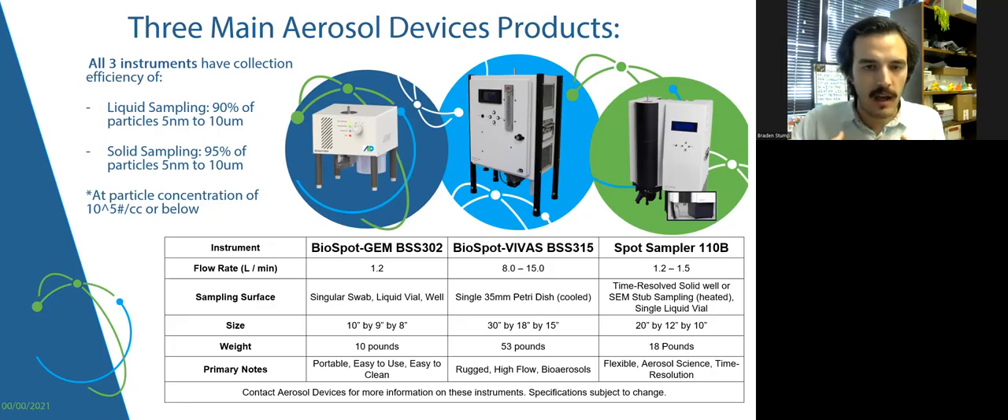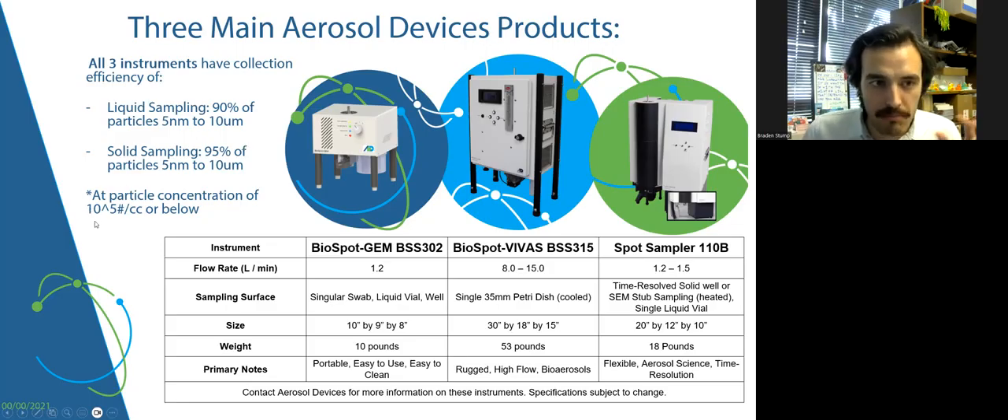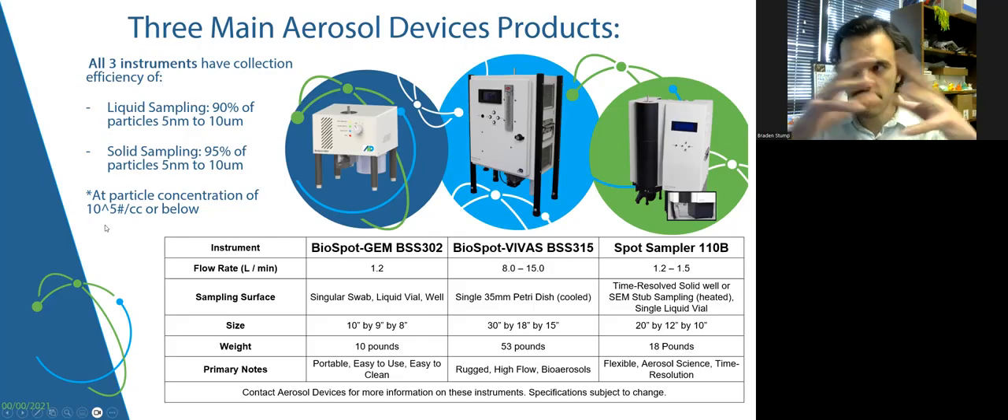Smallest, it is the one that you would take out to a field campaign, especially chamber studies if you don't need higher flow. The sample is still very concentrated, which is quite useful. And the BioSpot Gem, but also all 3 of these samplers, as a small caveat, all 3 of them, when sampling into liquid, have a collection efficiency of 90% of particles, 5 nanometers to 10 microns. When sampling onto a solid surface, like a well or SEM stub, have a collection efficiency of 95% of particles, 5 nanometers to 10 microns. A big asterisk there. This is concentration dependent, of the concentration of aerosol that you have.